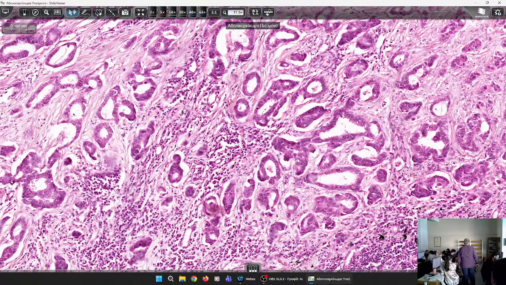So, what grade is it here? You see separate glands. So, it's low grade. That means it's well differentiated. The cancerous glands are separate from each other. Not always. Not always in the tumor.